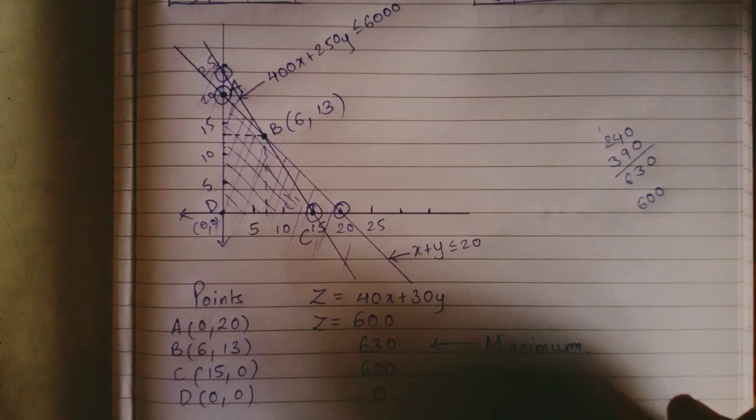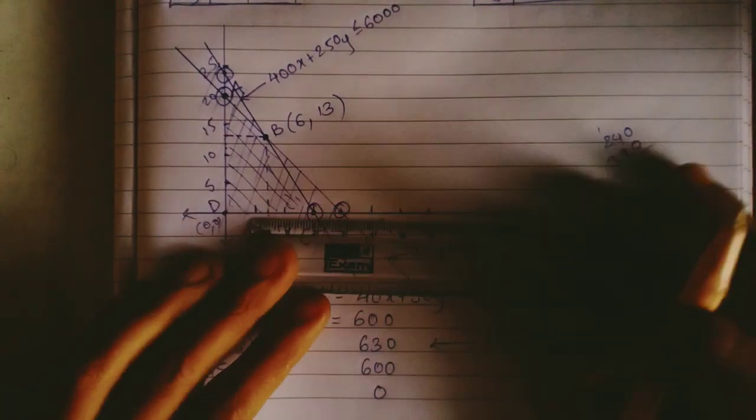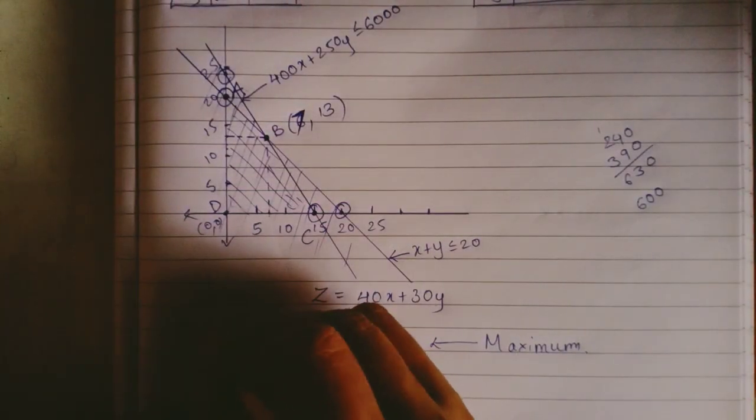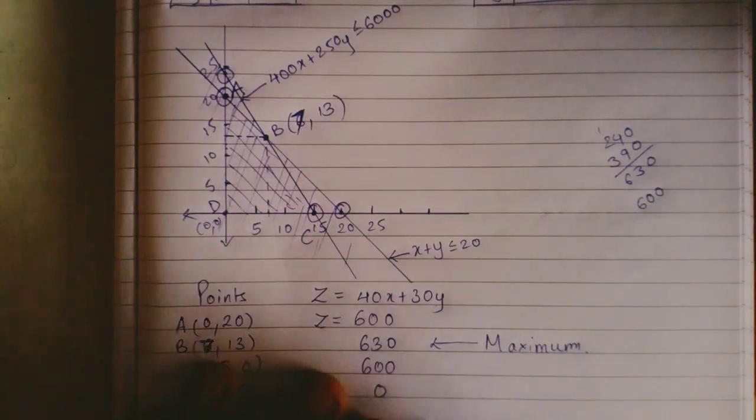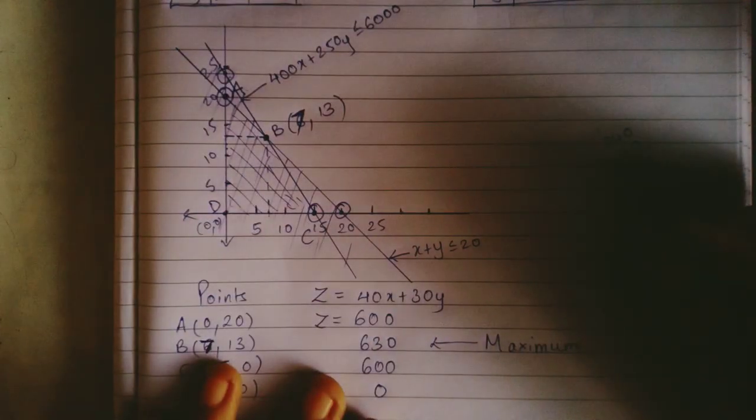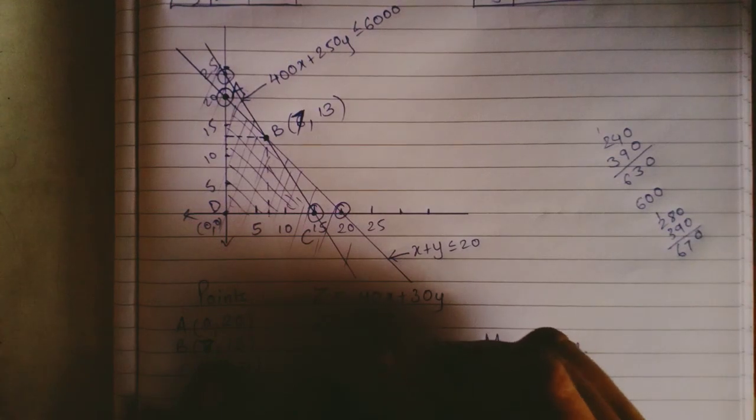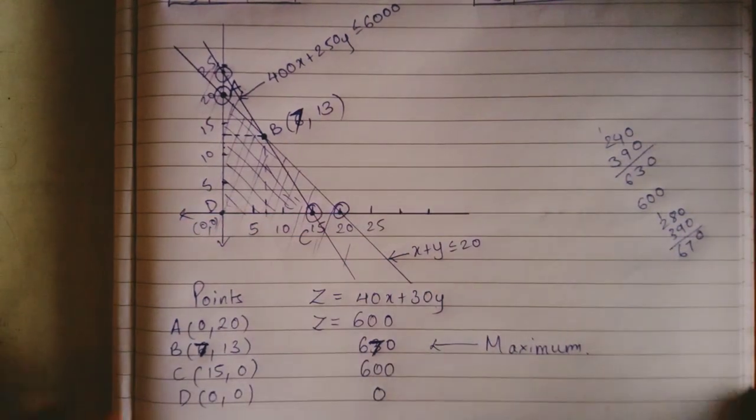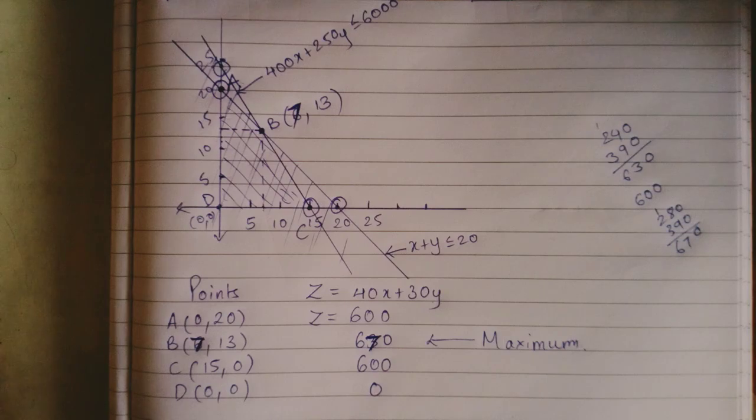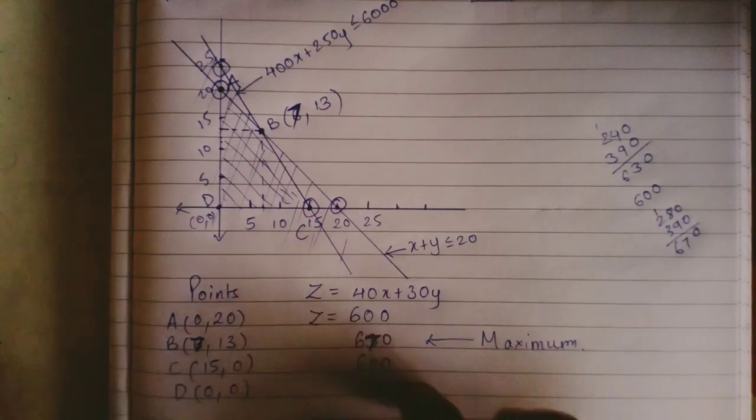Okay, so 6 tables and 13 chairs we need. Oh, this is 7, sorry, 7 it is. So it will be 280. $670. Okay, and then last you have to write the maximum is this.